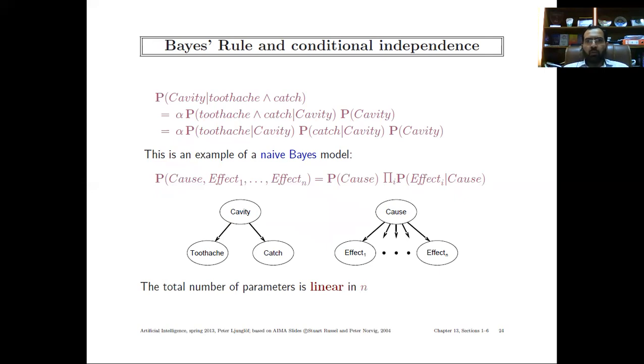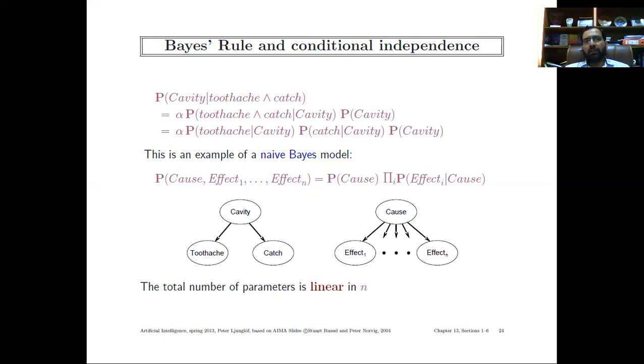So, Bayes rule and conditional independence. If you apply the concept of Bayes rule with conditional independence, you can say the probability of cavity given toothache and catch is equal to alpha, the constant, times probability of toothache and catch given cavity multiplied by the probability of cavity. Or it is also equal to alpha times probability of toothache given cavity multiplied by probability of catch given cavity multiplied by probability of cavity. This is an example of a Bayes model.